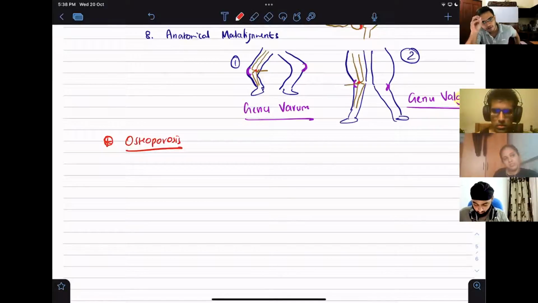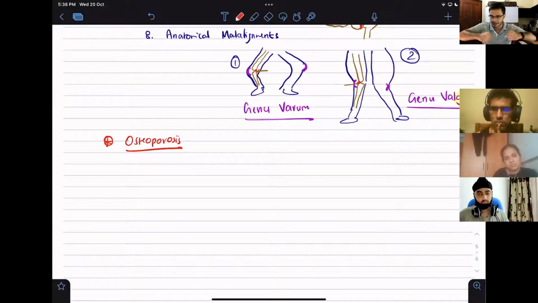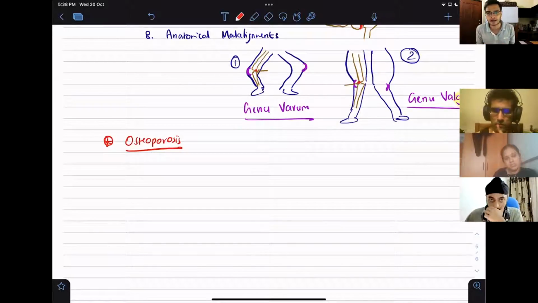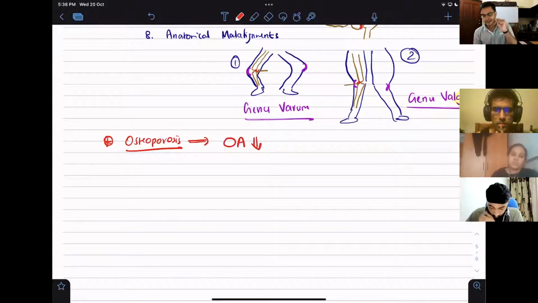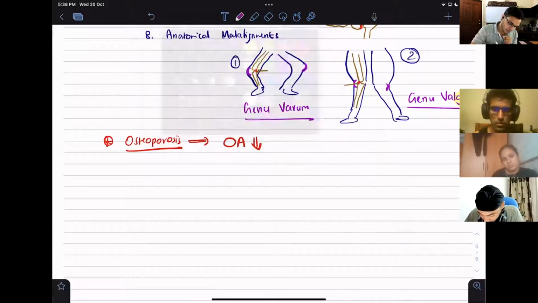If you logically think about what happens in osteoporosis, we think, okay, the bone becomes weaker, so maybe it is more prone to damage. So when there is mechanical stress, maybe the risk of osteoarthritis is high. That's what we logically think. Actually, guys, what happens is the risk of osteoarthritis is low. The exact reason is not properly known, but what we know up to now is this.